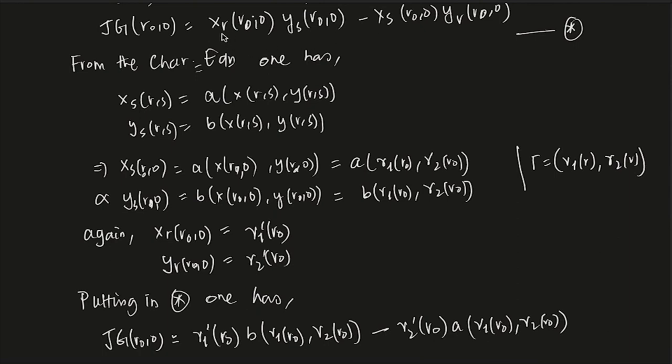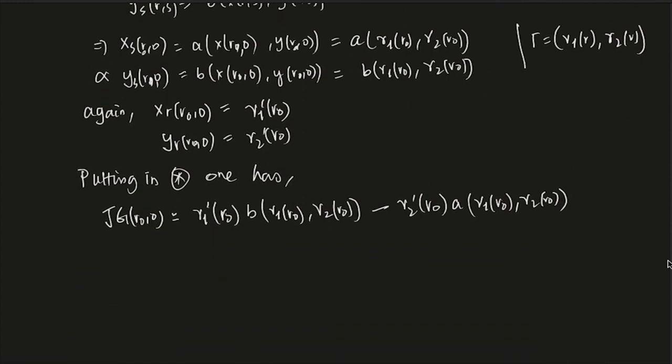The Jacobian condition. Xr is gamma 1 prime r naught. Ys is b of this. So that is why I wrote it like this, minus again this calculation, okay? So that is there. Now you remember, see, this is the non-characteristic condition, okay? And it is given to be non-zero. Yeah, non-characteristic condition is this, and this is given to be non-zero.